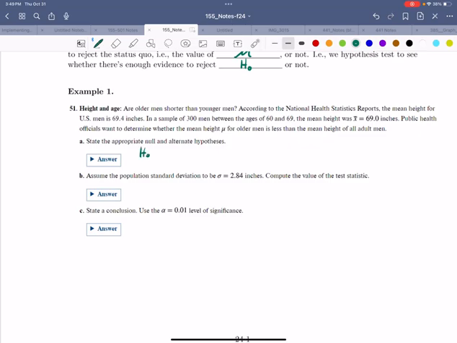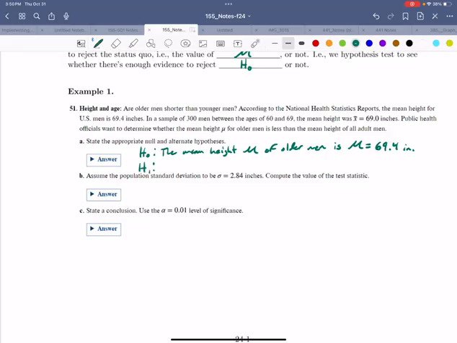Well, the null hypothesis is just immediate. I guess we could say the mean height mu of older men, and we shouldn't even say older, we should say men between 60 and 69, but we'll just say older men, is mu equals 69.4 inches. What's the alternate hypothesis?